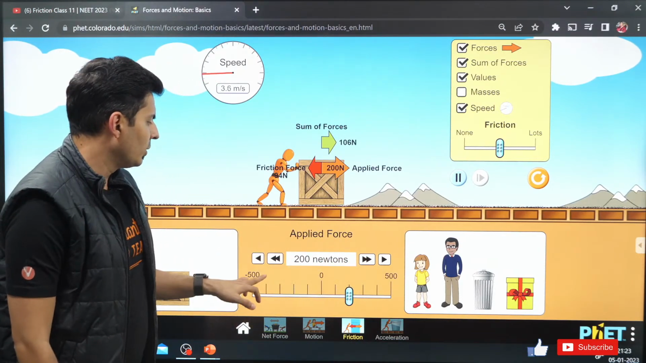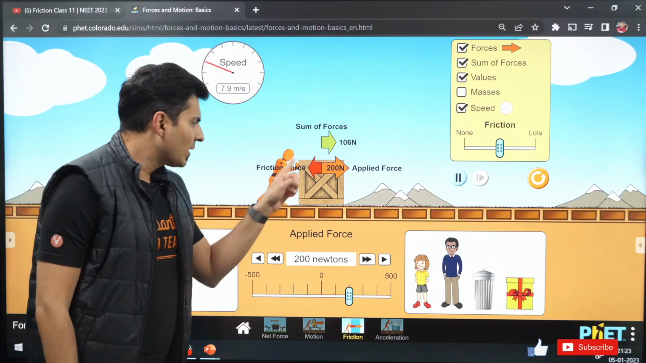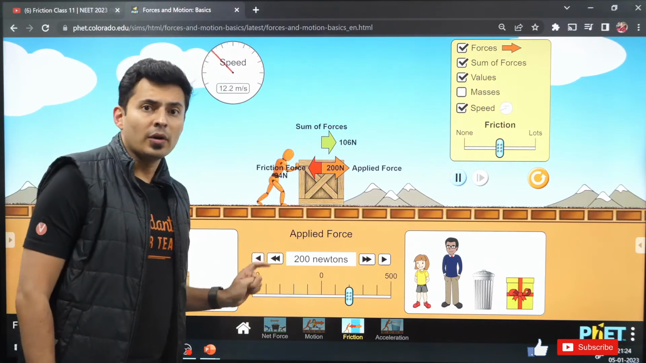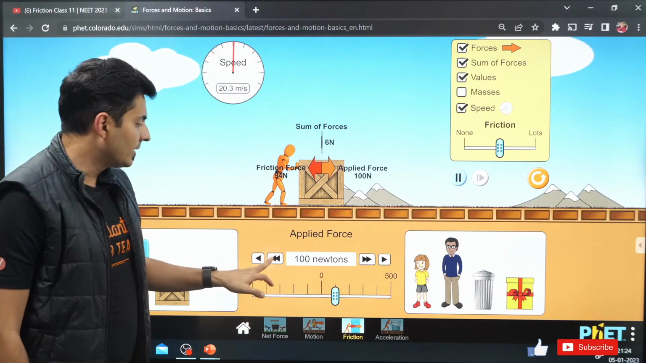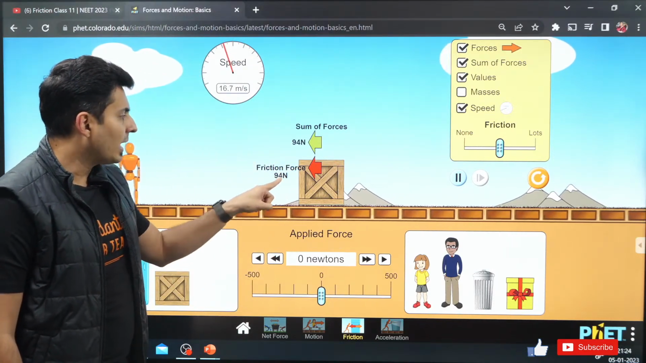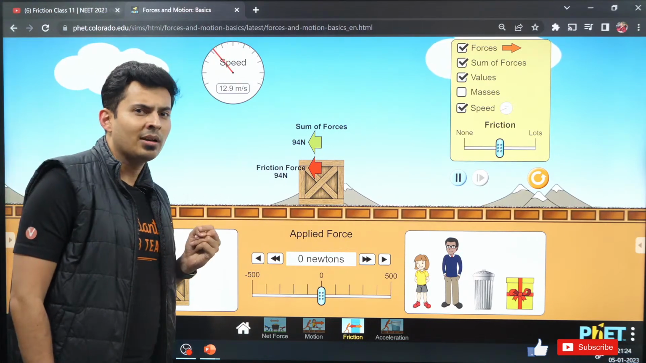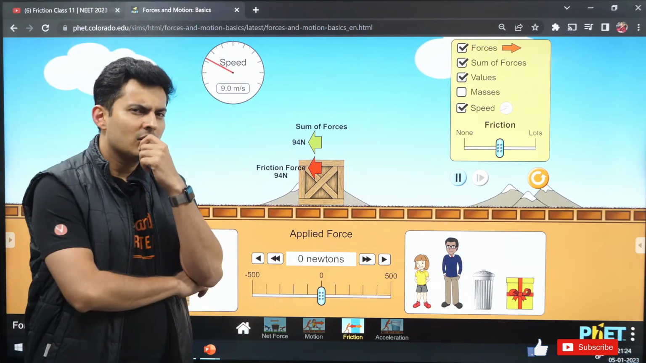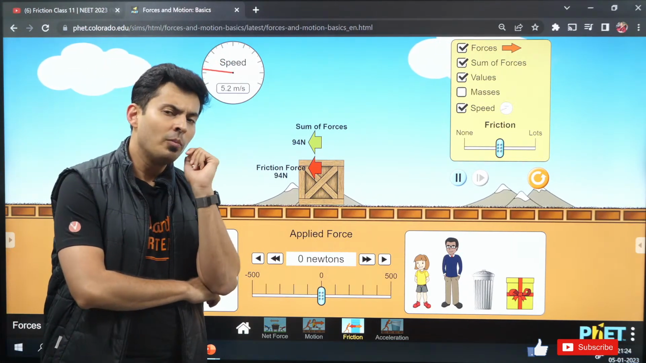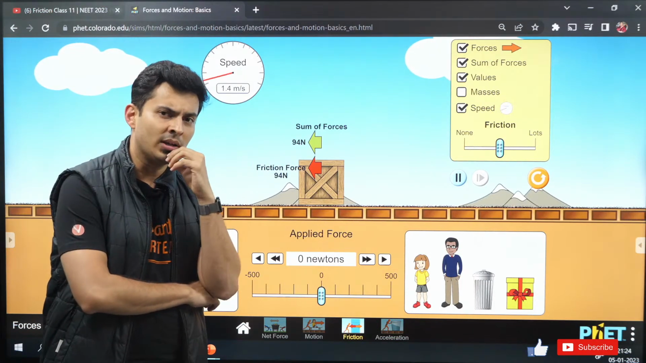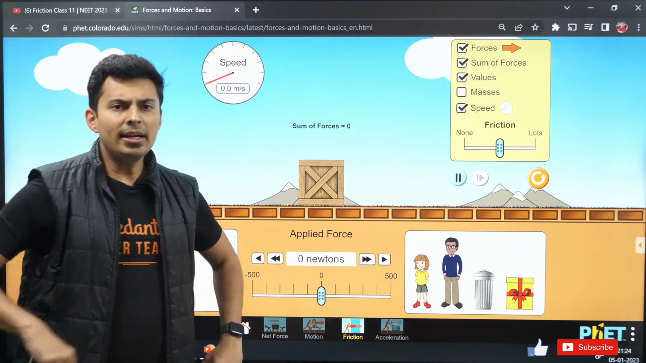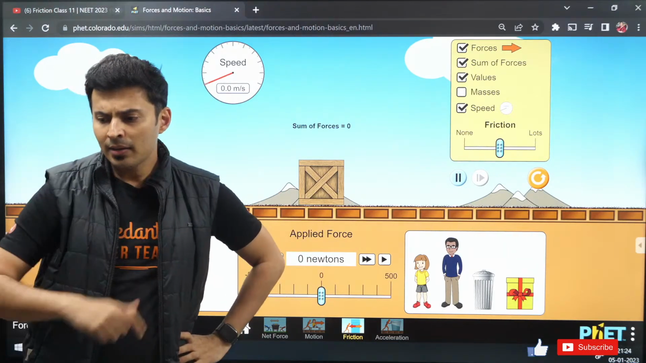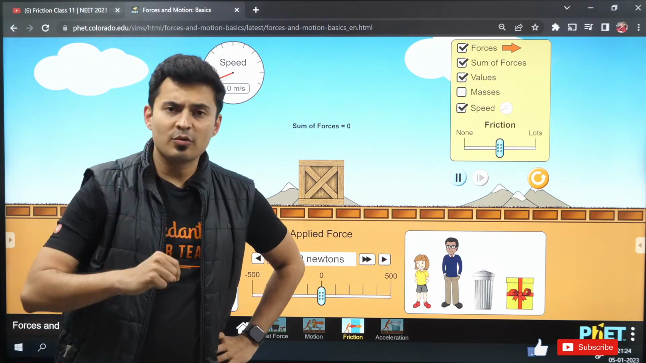Look at this, 200 Newton force applied. You can see now the moment it has gone into motion, the kinetic frictional force will act. Now look at this, just remove this. Do you see kinetic frictional force is 94 Newton? You will be like, sir, to make it move, I needed 125 Newtons, 126 Newtons. But once it is already in motion, I need less force, sir. Why do I need less force?